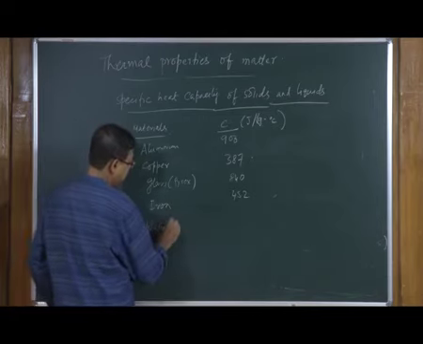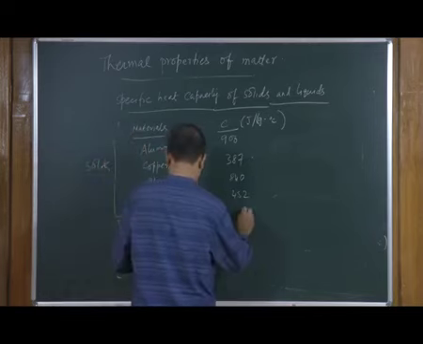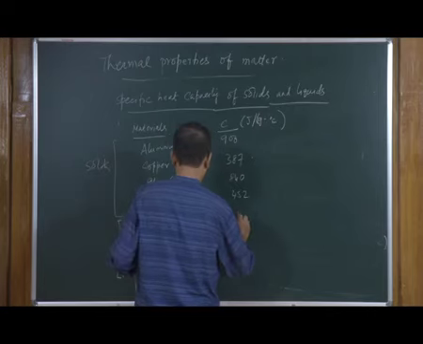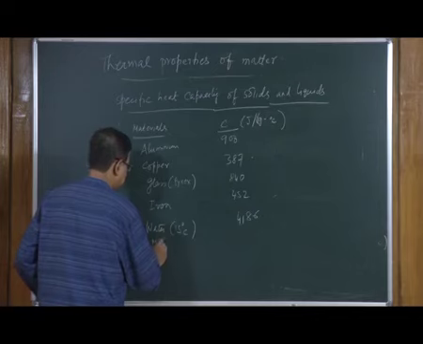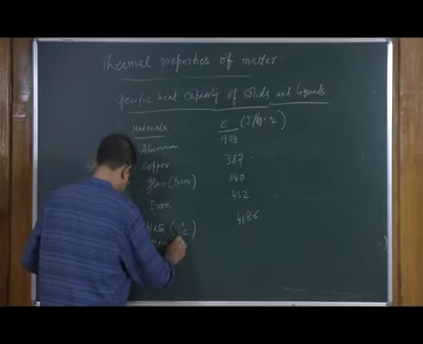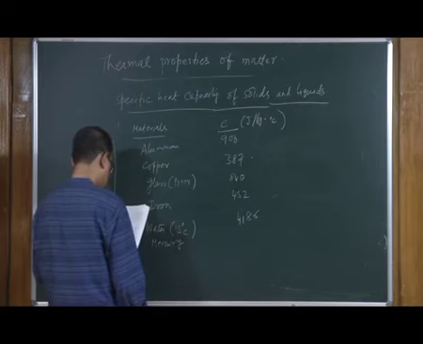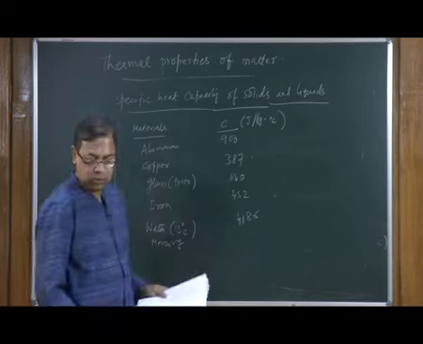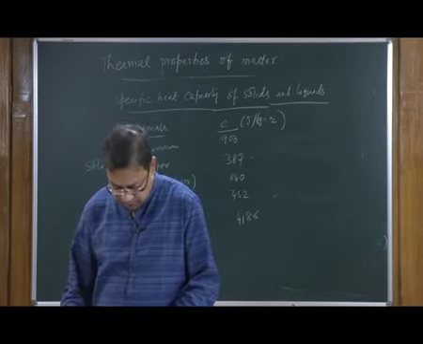And let us also write down some liquids, such as water at 15 degrees centigrade. So, this has a value which is 4186. Mercury, so, let me check the number.